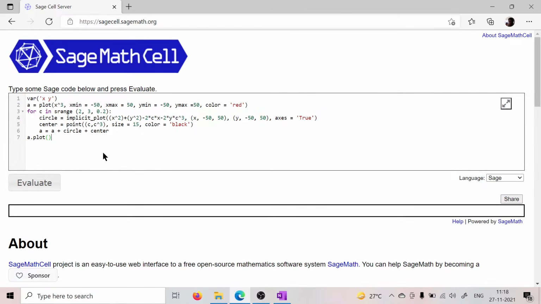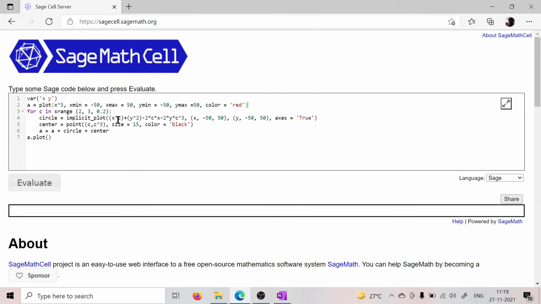So in SageMath, we'll write this program to plot the circles. Let me explain the code. First, we have defined the variables x and y. Then in this command, we have plotted y equal to x cube, the cubic parabola. So we wrote plot of x cube and plotted this cubic parabola in x range minus 50 to 50 and y range minus 50 to 50, and we have taken the color red for the parabola.